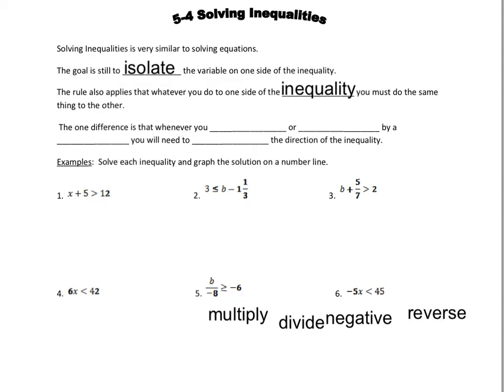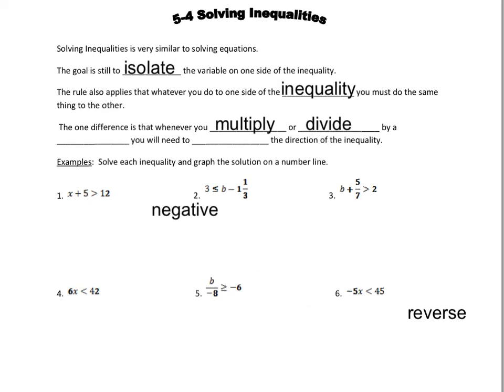The one difference is that whenever you multiply or divide, specifically by a negative, okay, only when you multiply or divide by a negative, you will need to reverse the direction of the inequality. So if it's less than, it's going to become greater than, or if it's greater than, it's going to become less than. All right.